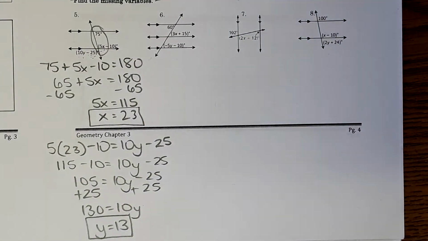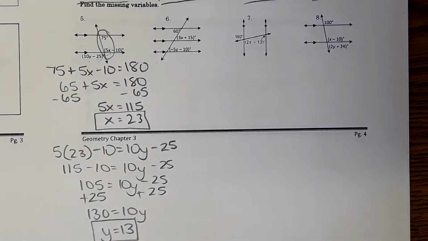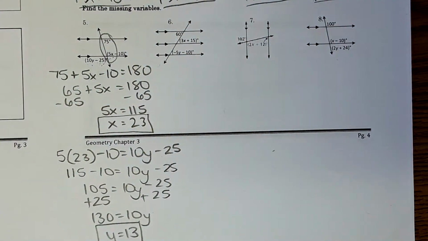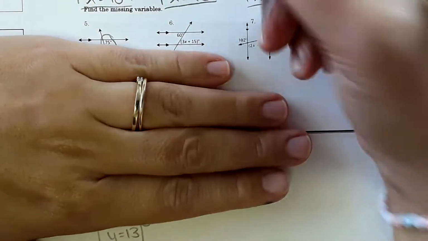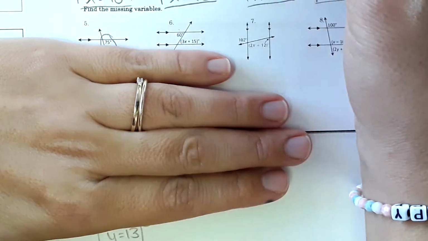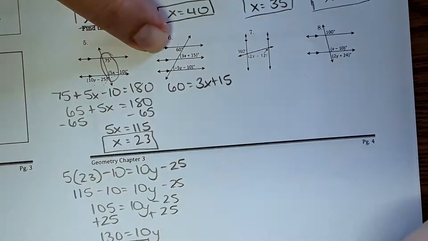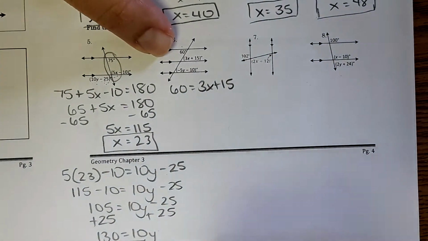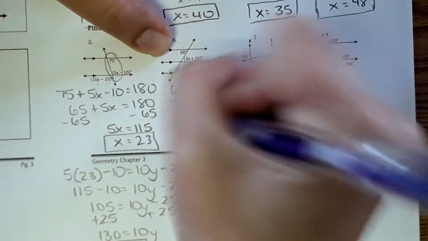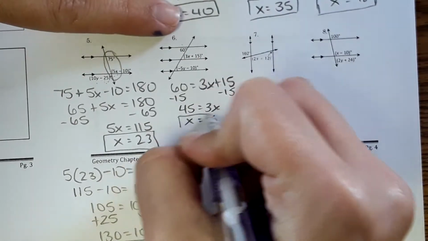Okay, so we're going to continue practicing this. Each one of these is a slightly different example. Number 6, you'll notice that there are 3 sets of parallel lines, but the rules still apply. You can kind of break this up if you'd like. We have alternate interior angles here, and alternate interior angles are equal. So we can start by saying 60 is equal to 3x plus 15, and solve for x. x equals 15.